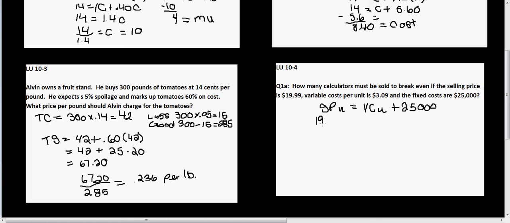We have a selling price of $19.99. We don't know how many units yet, and we know that's going to equal a variable cost of $309 for those same number of units that we have yet to determine, plus 25,000. Okay, let's get these units all together here. In order to do that, we're going to bring this 309 from the right side over to the left by subtracting.